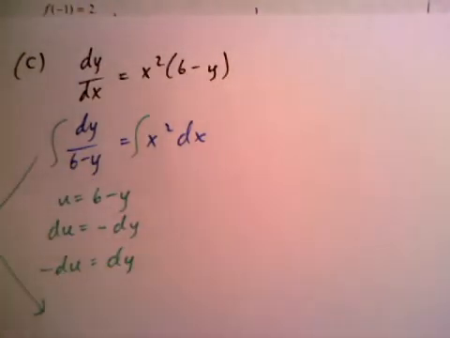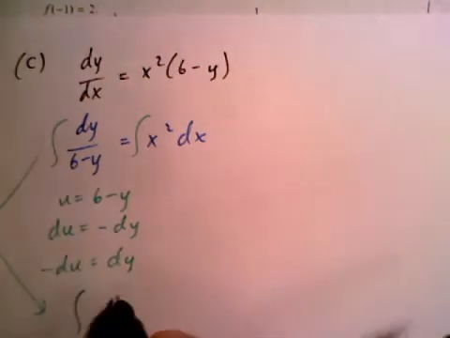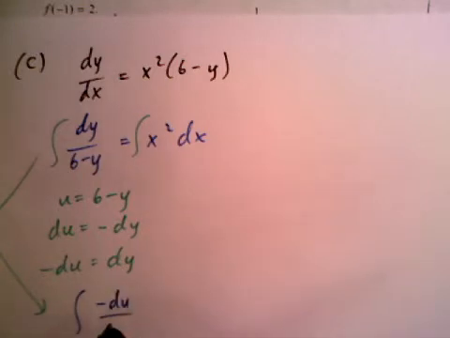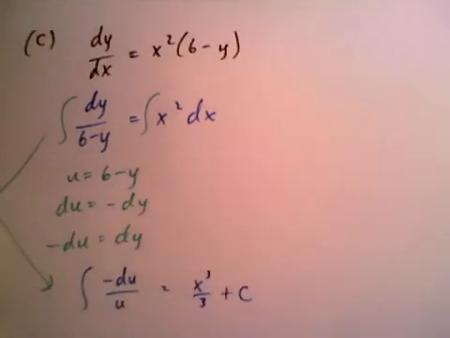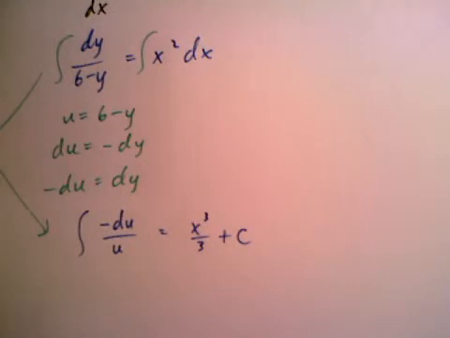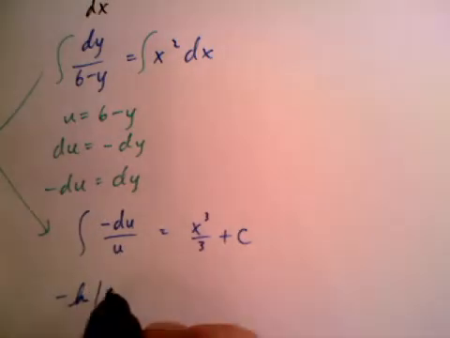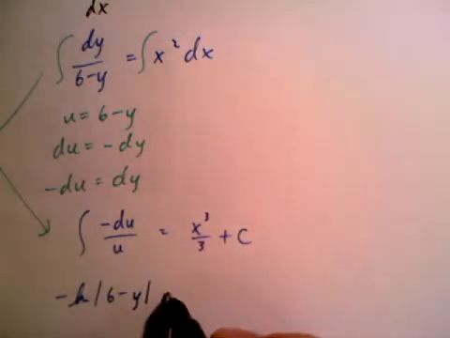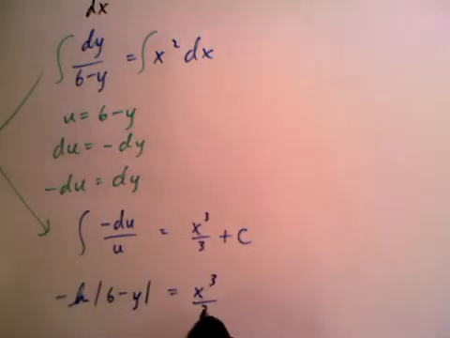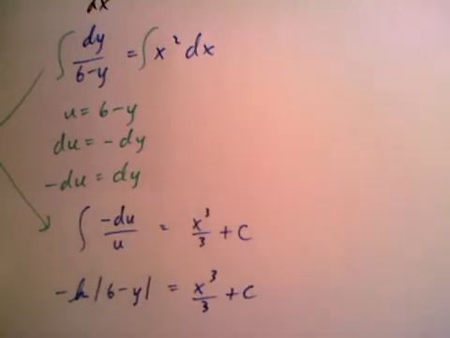So we get the integral of dy, which is negative du, and that's over u. Okay, is equal to, we can do this one, x cubed over 3 plus c. Okay, and then we know the antiderivative of this is negative ln of the absolute value of u, and I'm just going to plug in the 6 minus y. Okay, so that's the trick there.